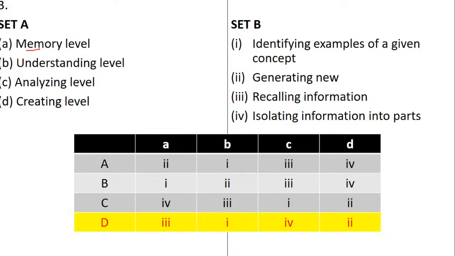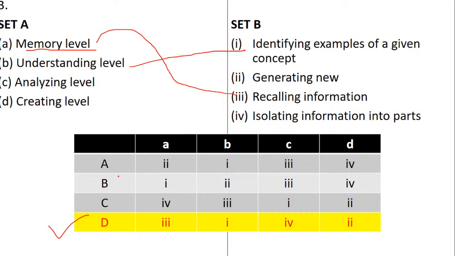So we know very well that memory level is something which helps in recalling. That is one of the keywords for memory level. Understanding level helps to differentiate, identify examples of a given concept or understand it. Analyzing level is something which helps you to isolate, it means break, and creation helps you to generate something new. And that's how your option number D stands out to be. Analyzing means, in order to study in detail, we break it into small parts, and that is isolating. That's the word which is close to analyzing. The meaning of analyzing is studying in detail.